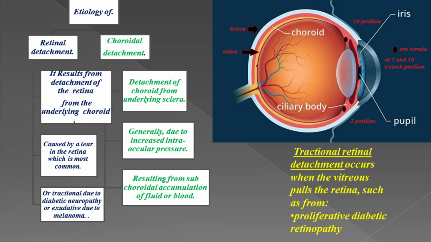Etiology of the retinal detachment. It results from detachment of the retina from the underlying choroid, caused by a tear in the retina, which is the most common cause, or tractional due to diabetic neuropathy, or exudative due to melanoma. While in case of choroidal detachment, it is detachment of the choroid from the underlying sclera, generally due to decreased intraocular pressure resulting from suprachoroidal accumulation of fluid or blood.